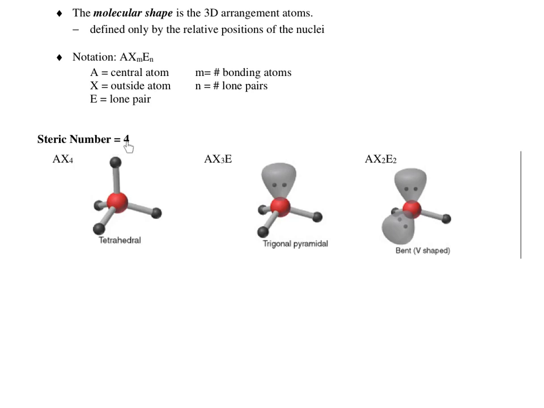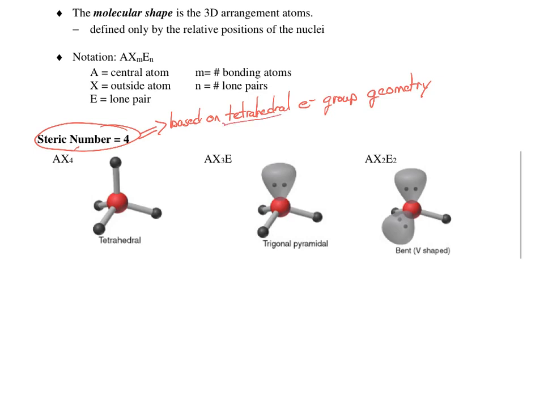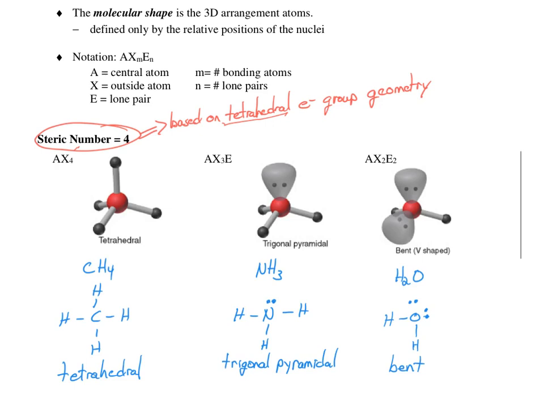All of these have a steric number of 4, so all of the geometries here are going to be based on a tetrahedral geometry. So anytime you have a steric number of 4, the overall geometry is going to be based on a tetrahedral. The difference between these 3 is whether or not there are lone pairs, and if there are lone pairs, whether there's 1 lone pair or 2. Some examples. Methane is an example of an AX4 molecule. There are 4 regions of charge around the center atom, each ending in an atom.